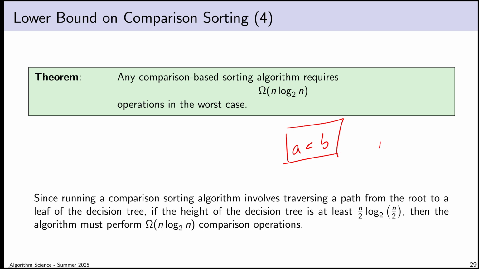There are at least n factorial different orderings of the input data, and that means the decision tree needs to have n factorial leaves, and we're going to show that the decision tree's height is at least this number.